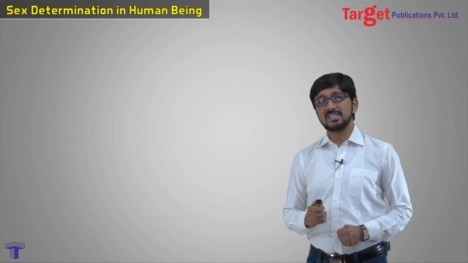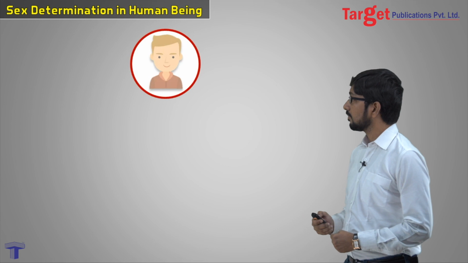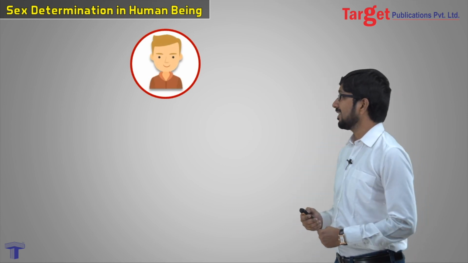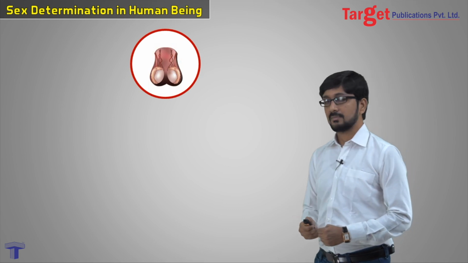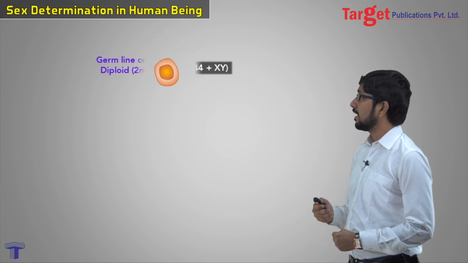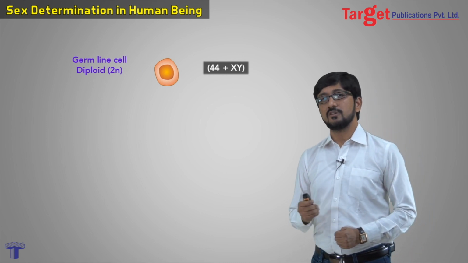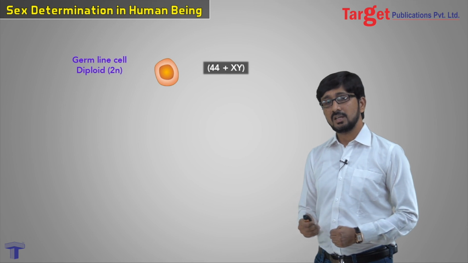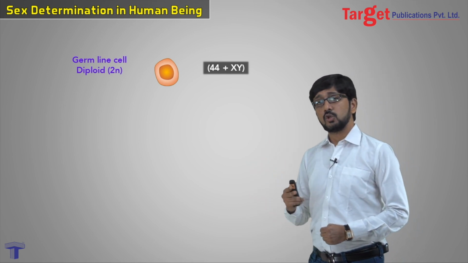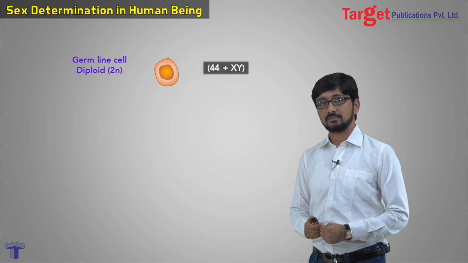First of all, we will see how sperms are produced. In case of males, sperms are produced in testicles. Testicles contain germline cells which are diploid. Diploid means two sets of chromosomes. Now here, the germline cell contains 44 autosomes and two sex chromosomes, that is X and Y.